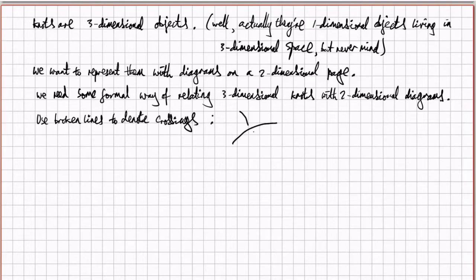So what we're going to do is we're going to use broken lines to denote crossings, like this. So here we have a strand going over the crossing and a strand going under the crossing.